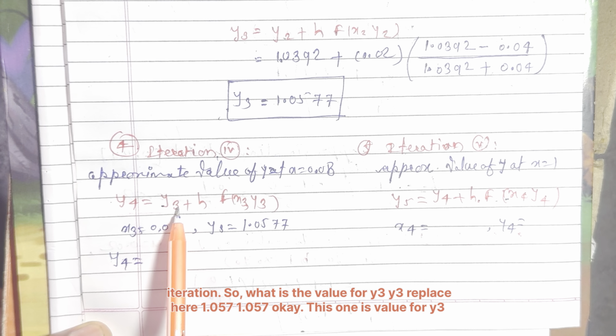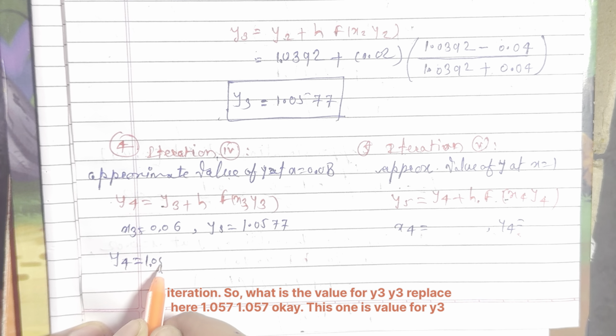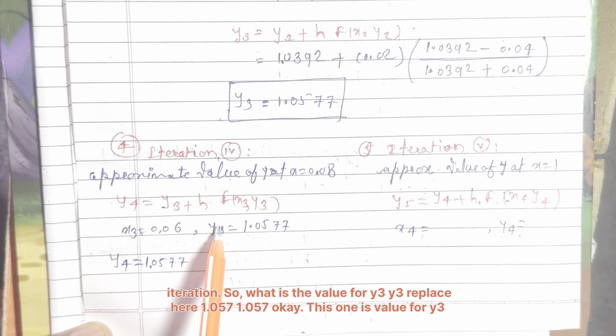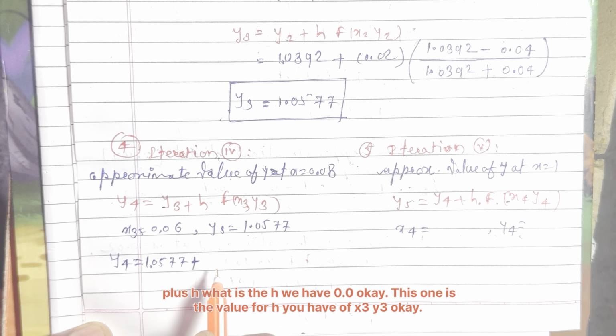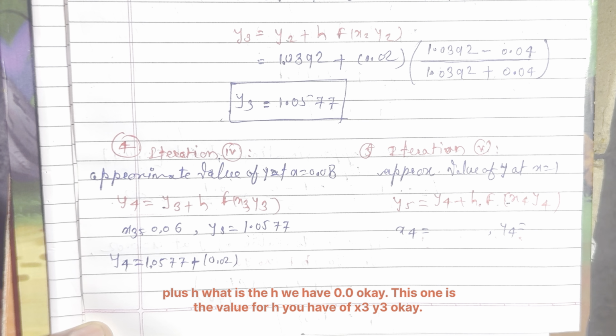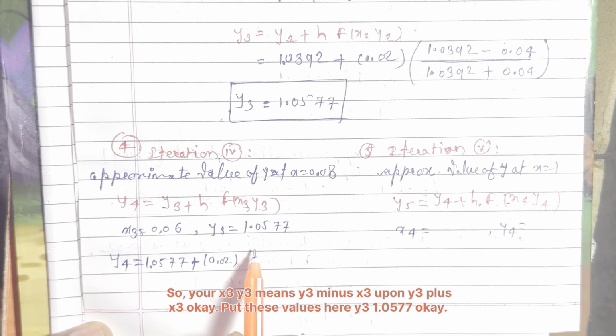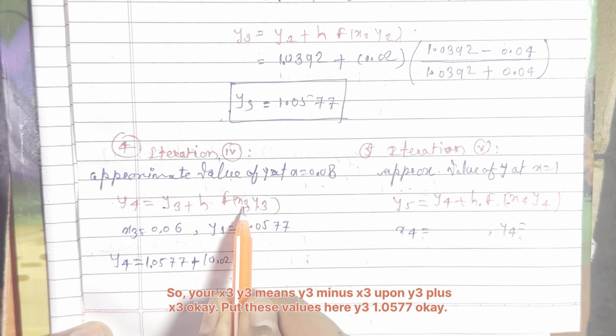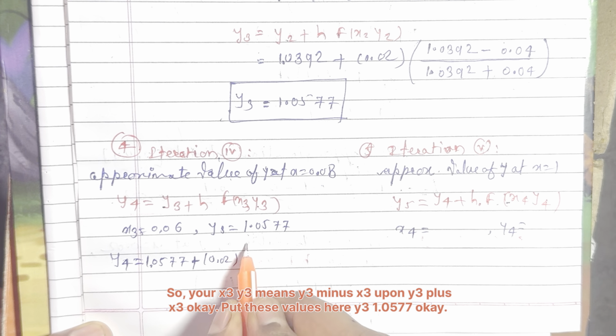So what is the value for y3? Y3 replace here 1.0577. This one is the value for y3 plus h. What is h? We have 0.02. This one is the value for h, f of x3 y3. So f of x3 y3 means y3 minus x3 upon y3 plus x3. Put these values here.